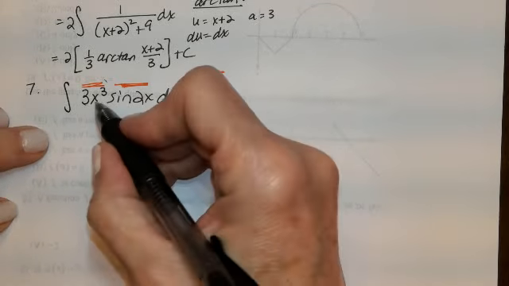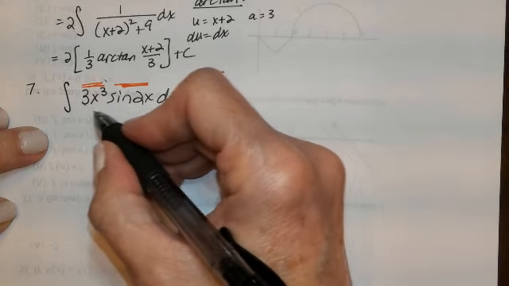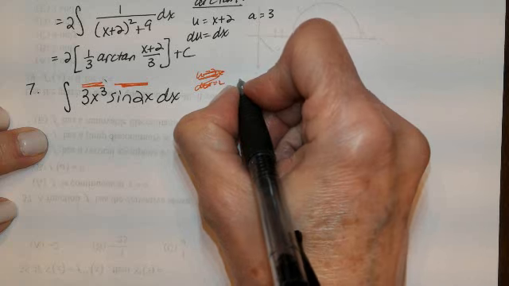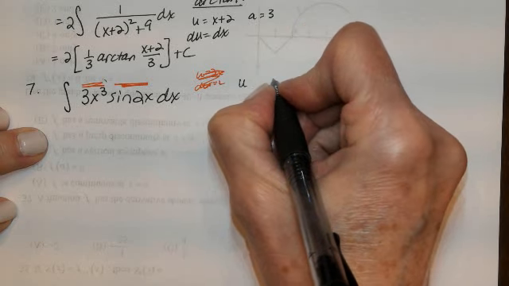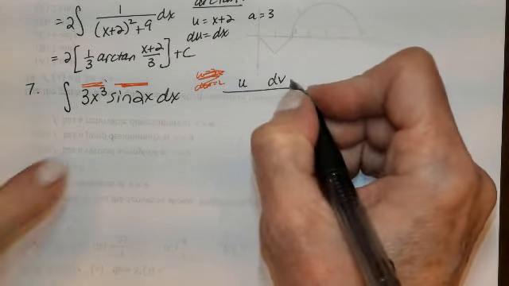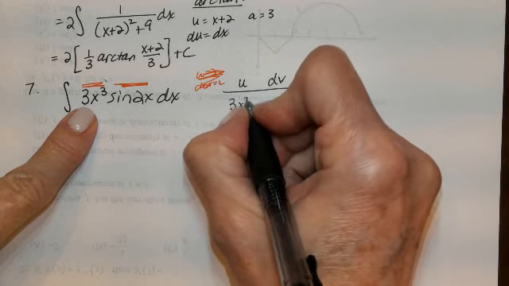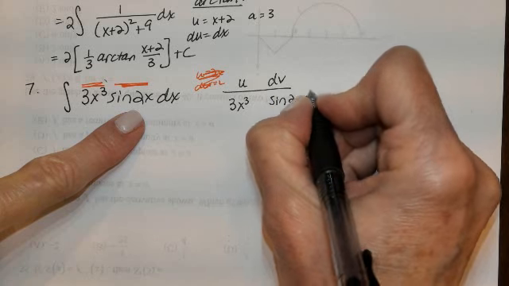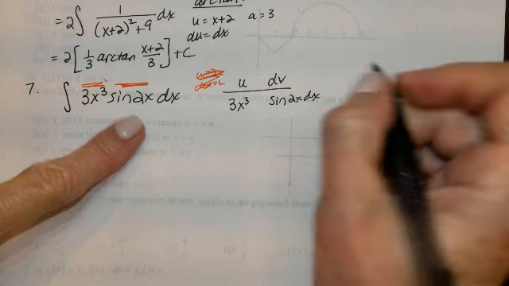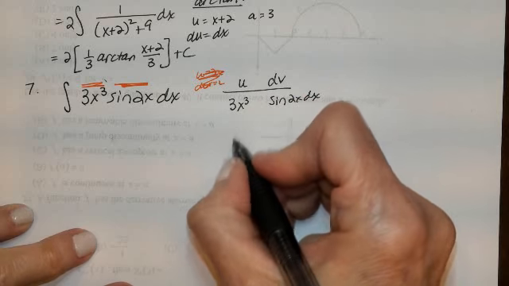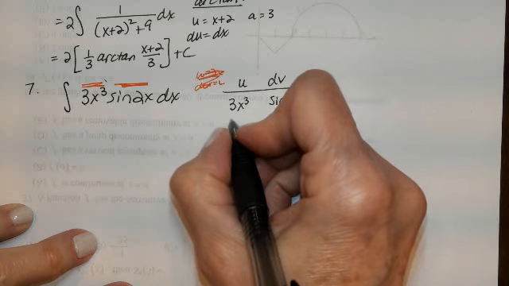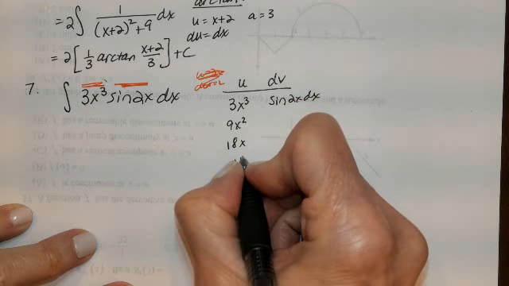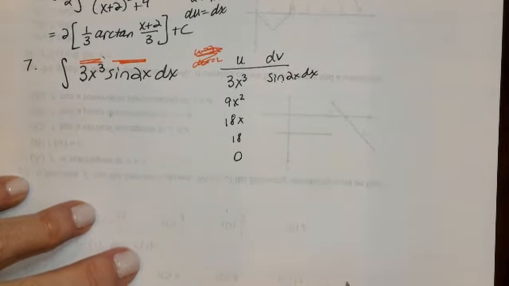And since it is an algebraic times a trig or an e function, I'm going to use the tabular method. So u and dv. Under u, I'm putting 3x cubed. Under dv, I'm putting everything else. Okay? We take the derivative of u until we get to 0. So 9x squared, 18x, 18, and 0. Keep taking the derivative until you get to 0.